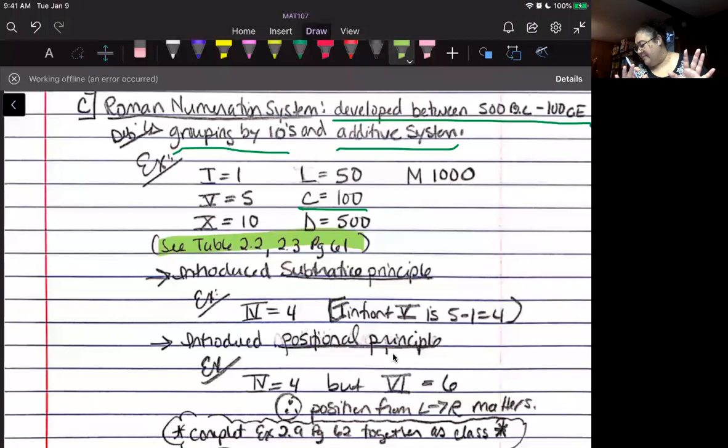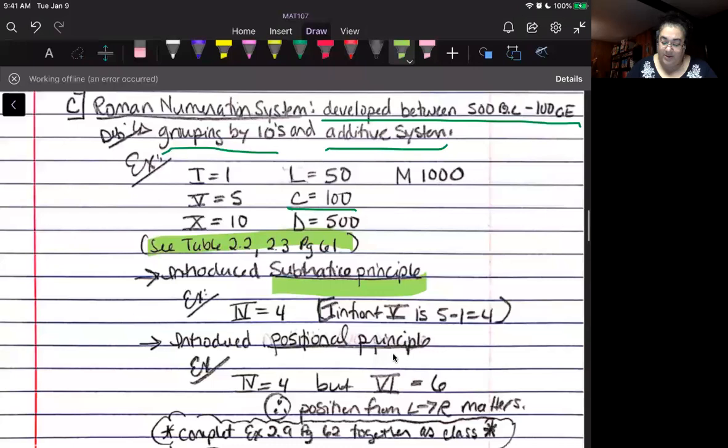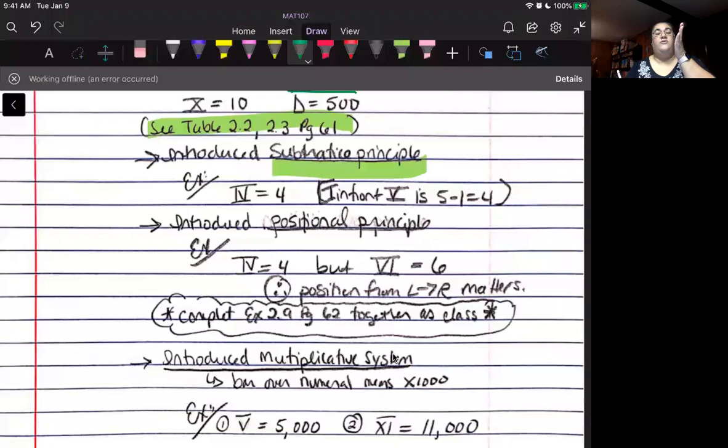However, one new thing that they did is they introduced the subtractive principle, okay? Meaning that in the numerical system of the Romans, let me slide that up for you here, okay? If you put symbols in front, you're subtracting. If you put them behind, you're adding. So for example, here for the number four, we start with the symbol for five and we put the symbol for one in front of it, meaning we're going to subtract one and that gives us four, okay?